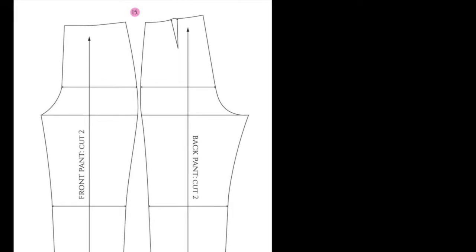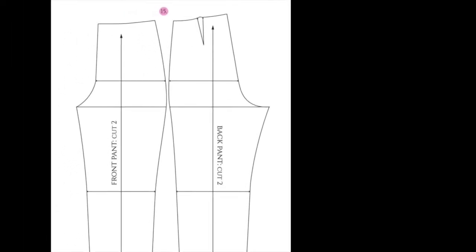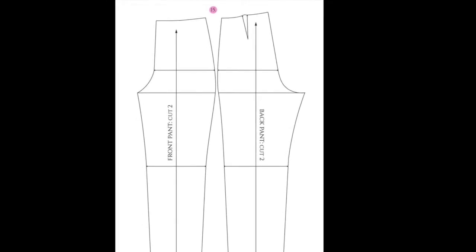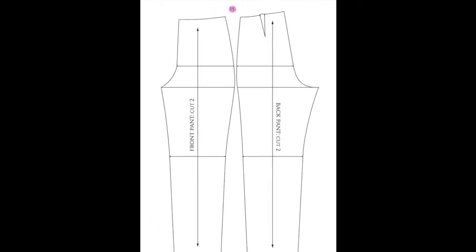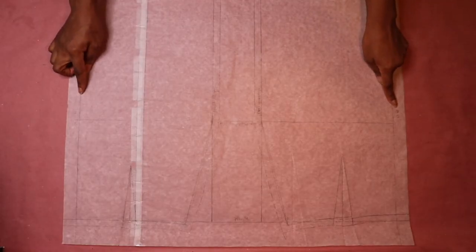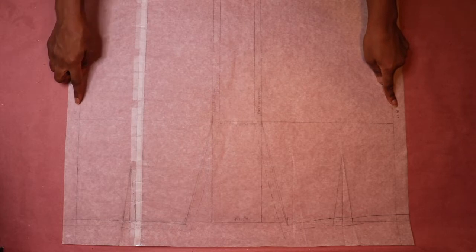Hello everyone and welcome back to another video tutorial. In this video tutorial I'll be showing you how to draft a pants pattern or sloper from an existing skirt pattern or sloper. This process involves tracing part of the skirt pattern or sloper on a new paper.